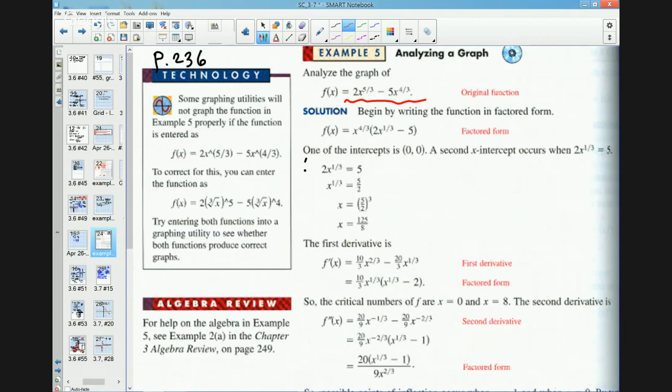Question, is there any restriction on domain? This is a fairly tricky question. I mean, you can take a negative number to any power you want, but what about a root? Remember, when you take something to the 5/3 power, it's like taking it to the 5th power and then taking the cube root, right? Can you take the cube root of negative numbers? You can, because it's an odd root.